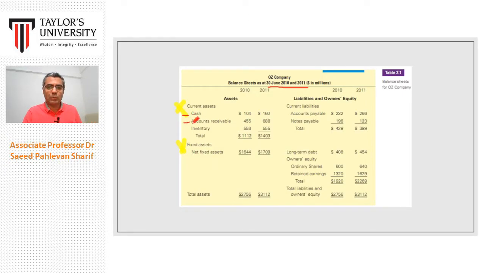Then we have account receivable. Account receivable means the money that you will collect from your customers for your sales. So you already sold something and you want to collect your sales. So you expect to receive the money from the customers in less than 1 year. So we named it as account receivable. Then we have inventory. For inventory also, we expect to convert it into cash in less than 1 year.